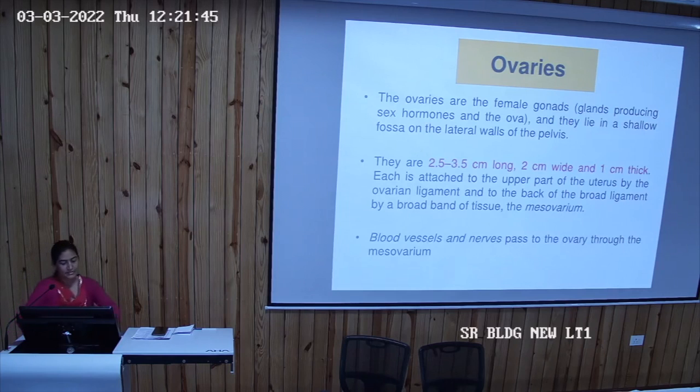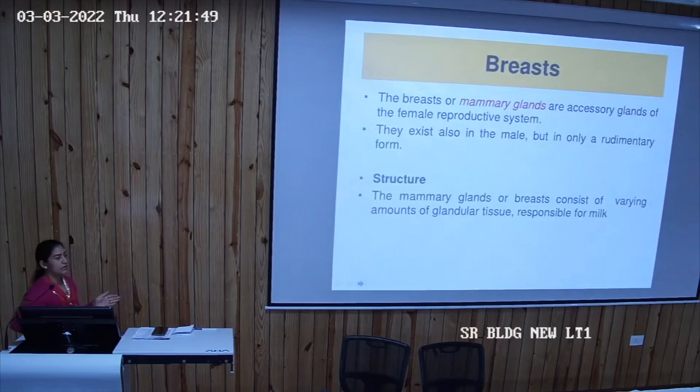The blood vessels and the nerve supply, it will get through all the structures which are lying nearby to it. Then coming to the last, that is the mammary gland. So what is the mammary gland? It is a secondary sexual character which is found in both male and female, but it is rudimentary in the case of male. So where is the mammary gland lying structurally?